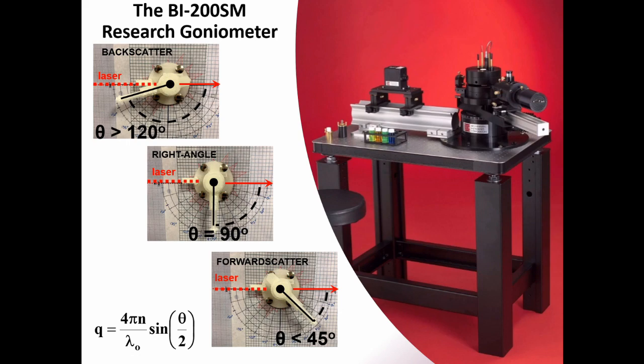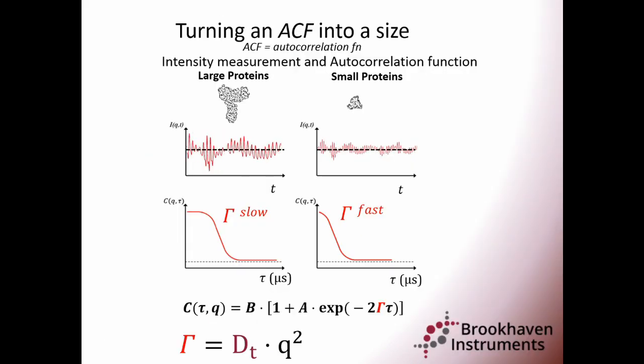So we notice that this angle dependence gets absorbed in this Q term. This Q vector incorporates a number of constants, including the wavelength of the laser and the refractive index of the solvent. That's where that comes in. So what's the source of our signal?